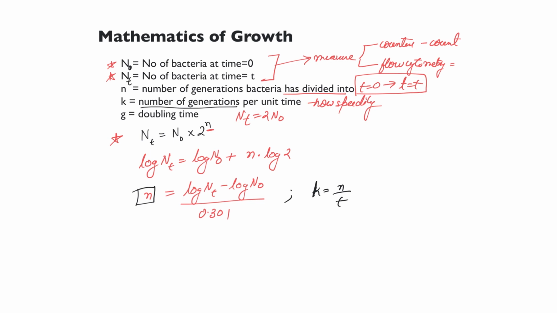Now what about g? How do we calculate doubling time? So in this case, let's try to find this out. Nt equals 2 N naught, and the number of generations must be equal to 1 for it to double, right? That's when it divides one time, one generation, it would just double, right? So what is t in this case? t is the doubling time, equals g, right? So k equals 1 upon g, or g equals 1 upon k. I hope this makes sense, right? We now have our doubling time by this substitution.